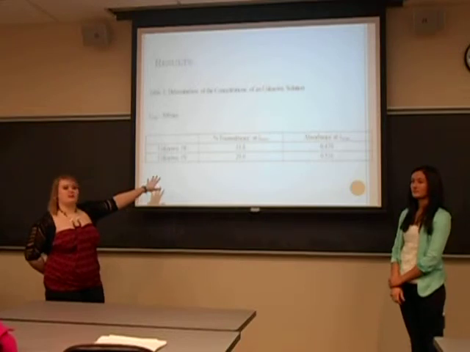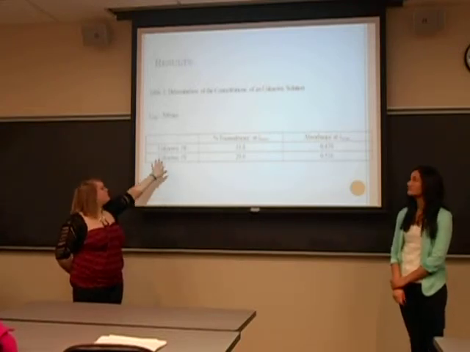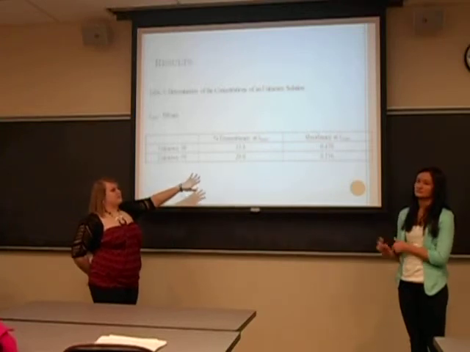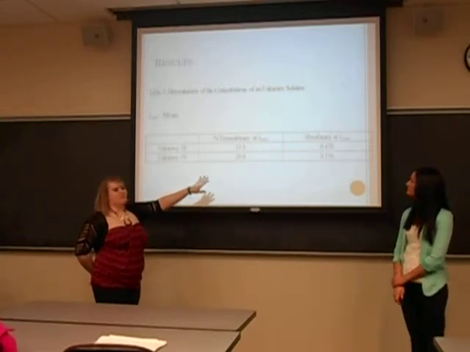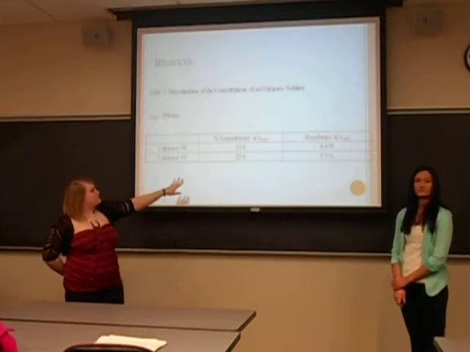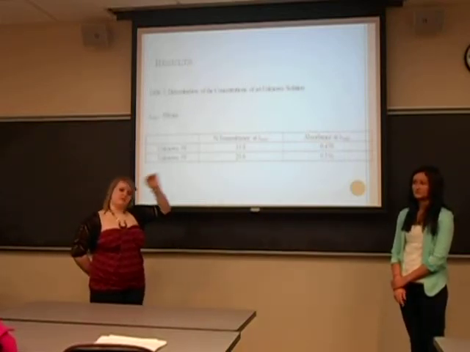So here's our chart for our unknowns. We have unknown 8, whose transmittance is 33.8 and absorbance is 0.470. Unknown 9 has a transmittance of 29.0 and an absorbance of 0.536.